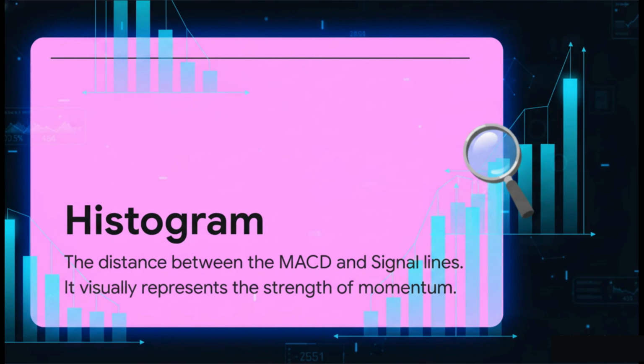And finally, we get to my favorite part of the indicator, the histogram. These bars might look simple, but they are so powerful. They just show you the distance between the MACD line and the signal line. When the bars get taller, it means momentum is accelerating. The trend is getting stronger. And when they start shrinking, that means momentum is fading, even if the price is still moving up.